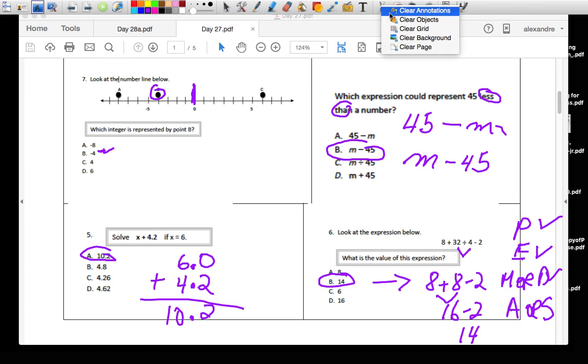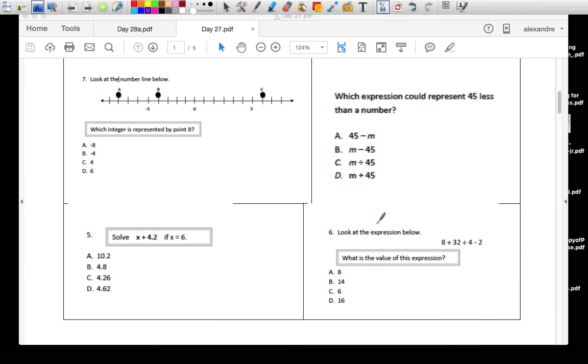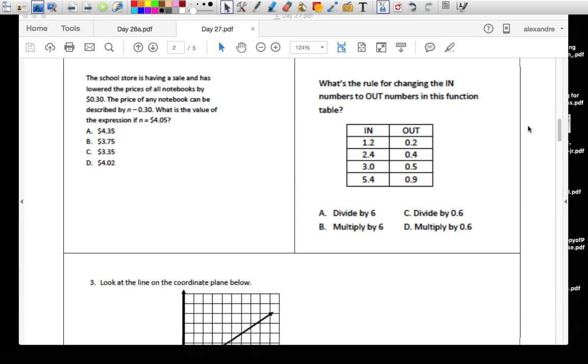Clear? And let's scroll down, scroll down, scroll down. Okay, so it's not that. Next one.